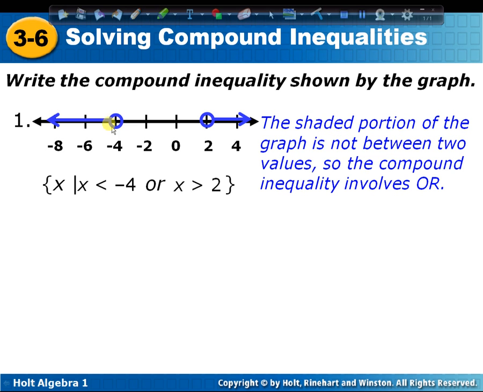It's less than -4 because it's going to the left, so x is less than -4. The word or for your or set notation, and then it's greater than 2, so x is greater than 2. Make sure you have that copied down before you move on.